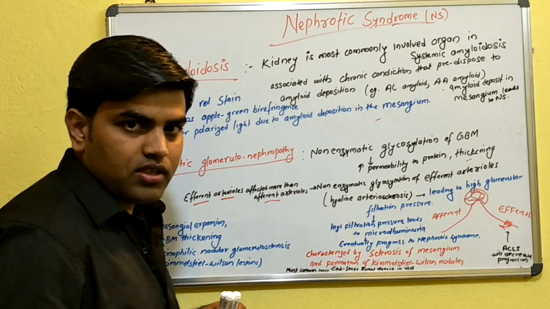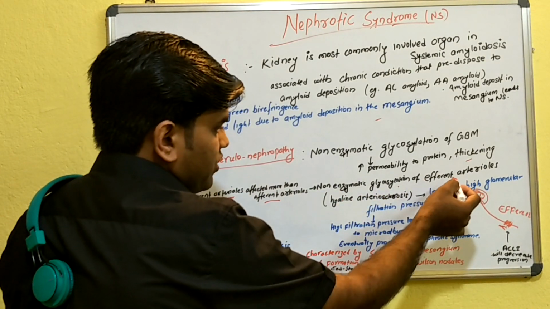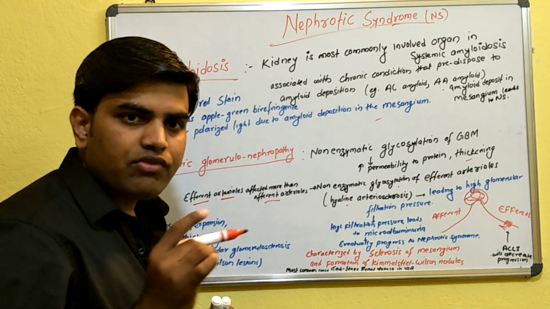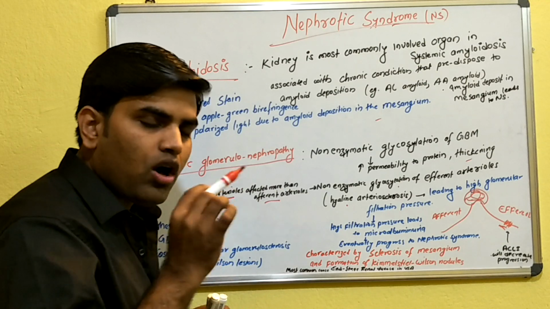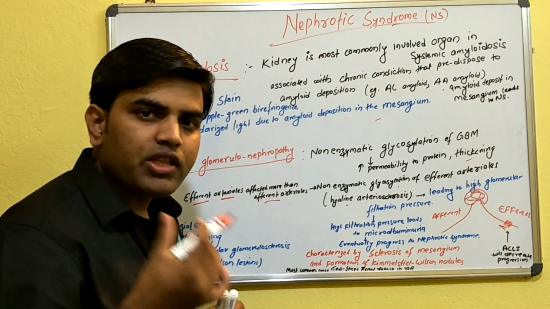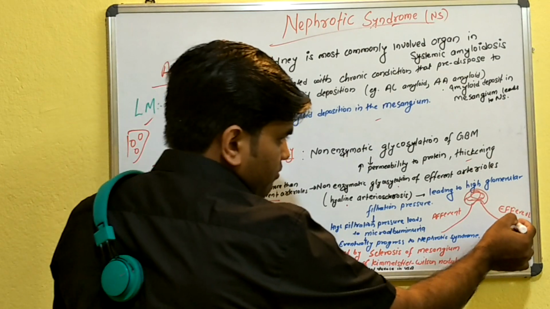That you have to remember. Since the efferent arteriole is more affected by this non-enzymatic glycosylation, hyaline arteriosclerosis occurs. And you remember, if there is hyaline arteriosclerosis, the wall will get thickened. The collagen will leak there, and the wall will be thickened.